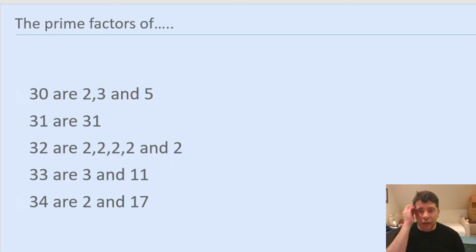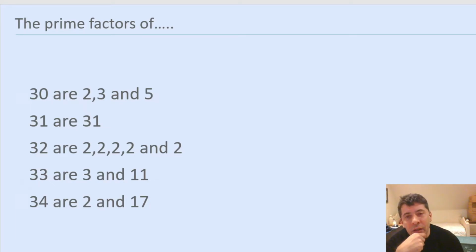So the number 30, the ingredients are 2, 3 and 5. And we make 30 out of 2, 3 and 5 by timesing 2, 3 and 5 together. So 2 times 3 is 6, times 5 is 30. 31 is its own ingredient. It's its own prime factor because it's prime. So it has one prime factor, which is 31.